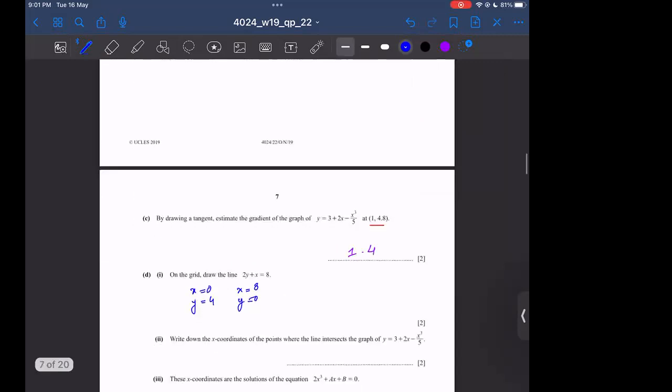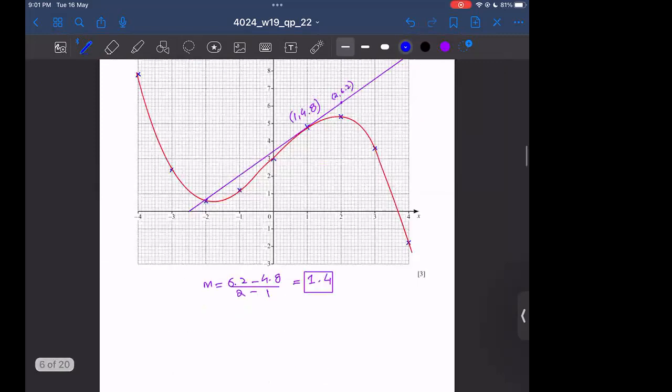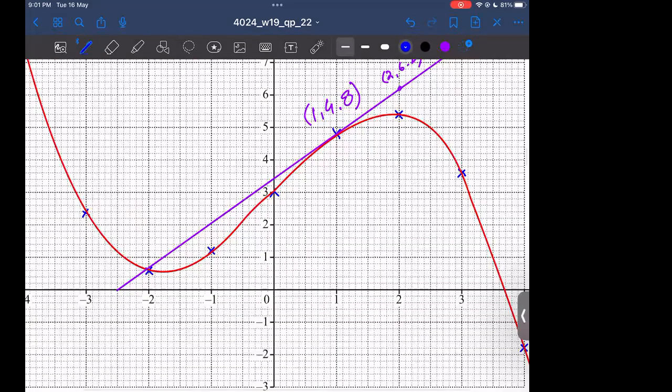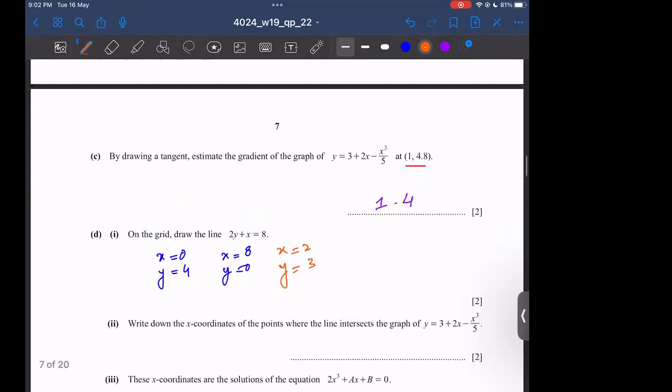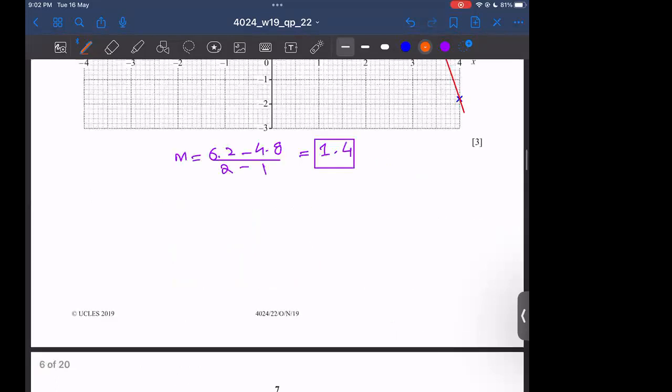So I'm just plotting this 0, 4. The next point will be, let's say, x equal to 2. If you put the x value 2, you will get the y value as 3. So we get the 2, 3. So we got this point here. Let's just draw a line. You can use a scale. I got just this graph.